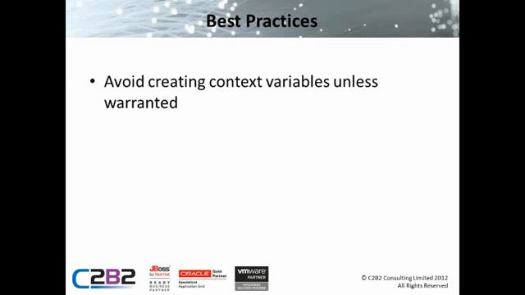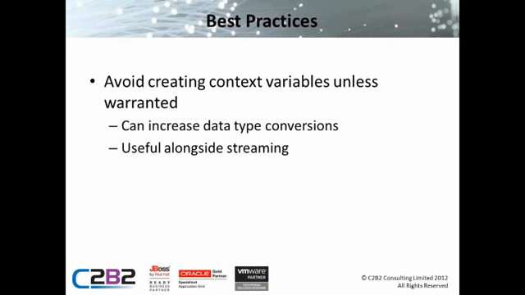So do try and collapse these multiple assign actions that some of you may have into a single assign action, and you can do that using a flower expression again. You can use intermediate values instead, because obviously I've just said it can increase data type conversions, but it's not the worst thing in the world using context variables. They do have their place, and they are very useful alongside this content streaming, which can be enabled in OSB.